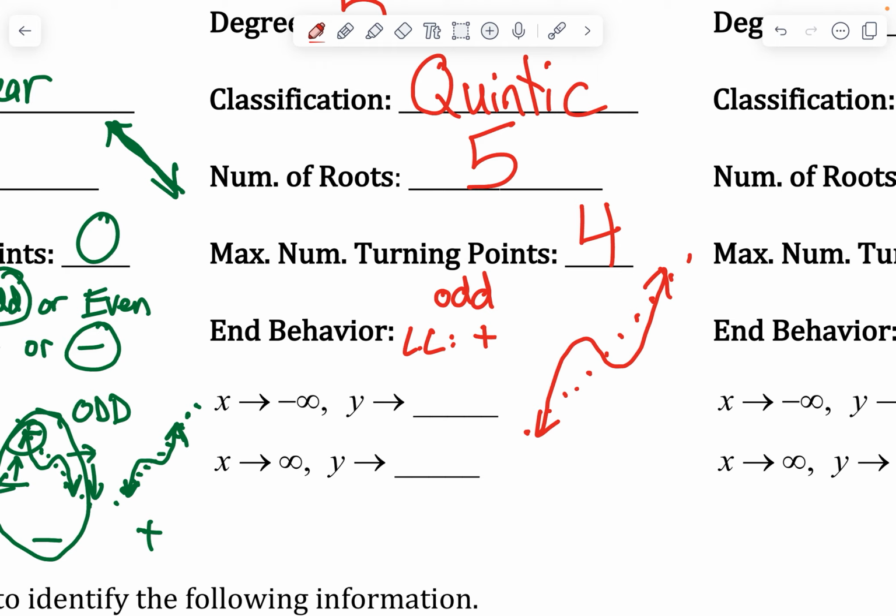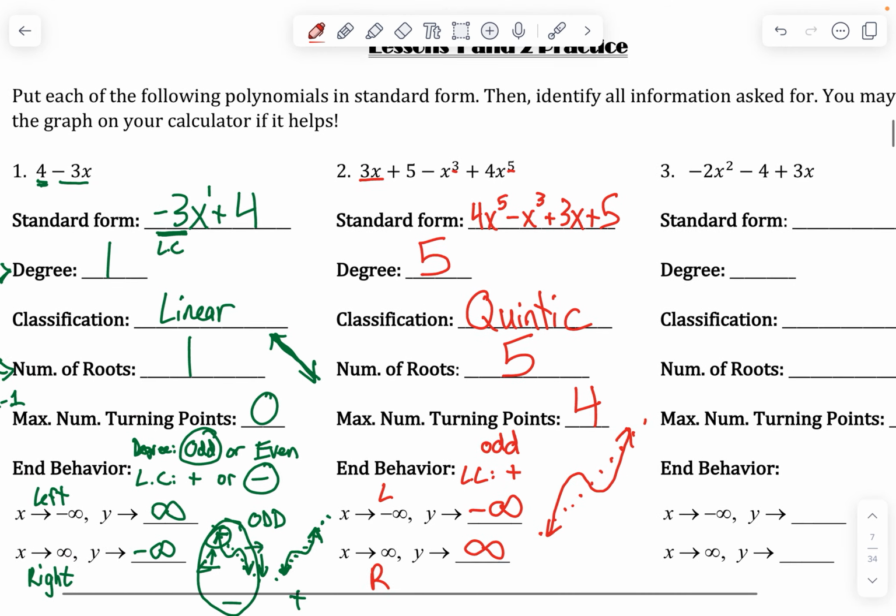So that means as my graph goes to the left, my arrow goes down to negative infinity. And as my graph goes to the right, my arrow goes up to positive infinity. There's my end behavior.